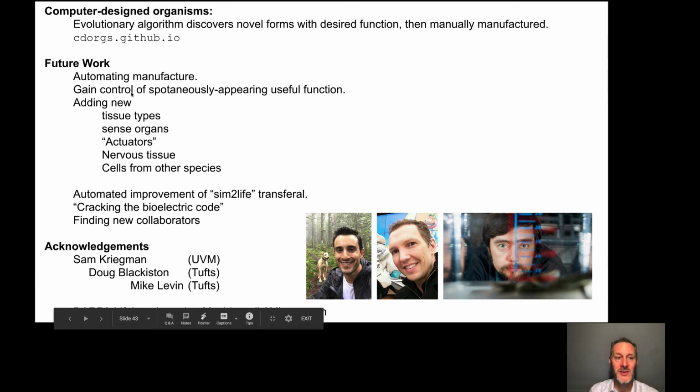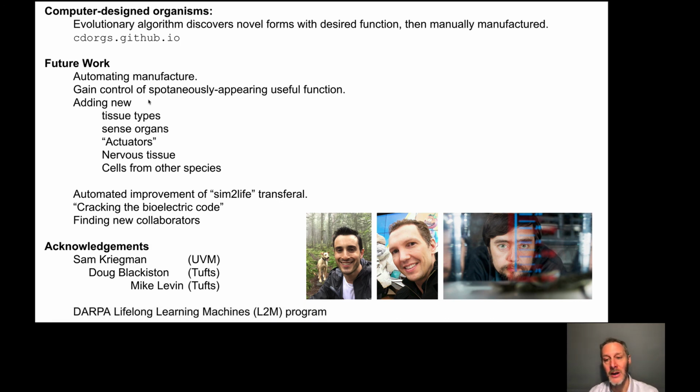The first one is obviously to automate the way that we build Xenobots. We'd like to gain greater control over the spontaneously appearing function that we see in these Xenobots. We're currently working on adding new kinds of cell types and tissue types to our Xenobots, incorporating sense organs and new kinds of actuators.